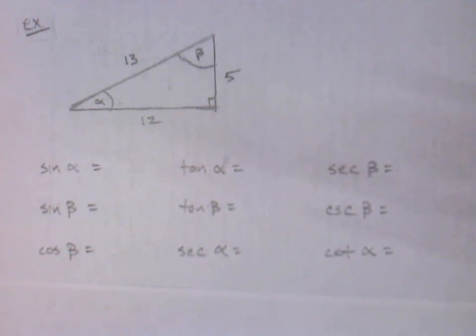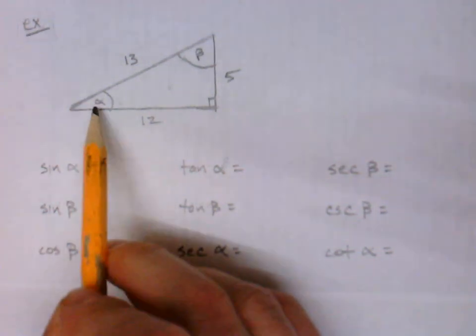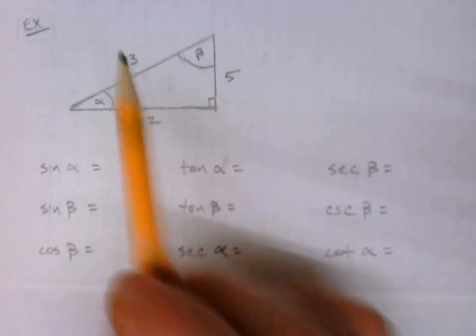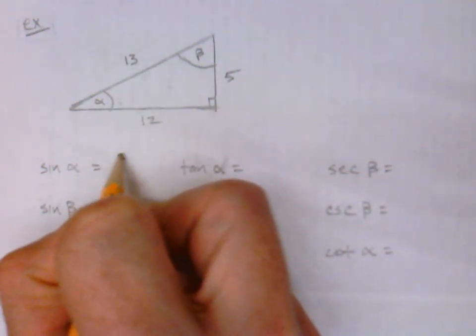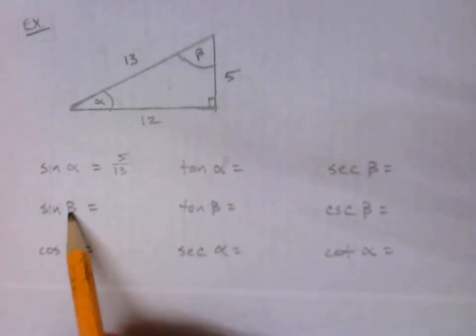Okay, we are back in the second video here on 8.1, our intro to trigonometry. So hopefully you tried these out. Let's see how it goes. The sine of alpha. Okay, alpha is right there. Sine is opposite over the hypotenuse, 5 over 13. And that's that.